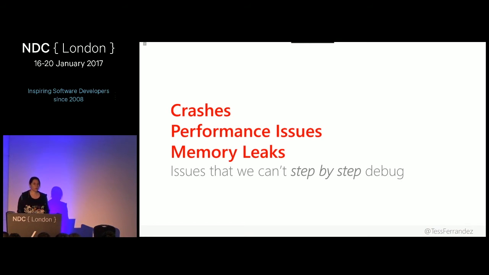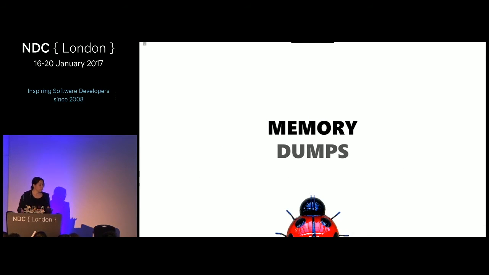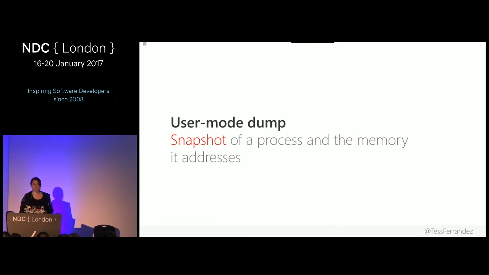Do any of you use memory dumps? Okay, quite a few. So for those of you who don't know, memory dumps come in two flavors. They're either user mode dumps or kernel mode dumps. A user mode dump is a snapshot of a process at a given time and all the memory that it addresses. So it's kind of like taking a picture or stopping at a breakpoint. You can see whatever is there right now, but you can't move forward, you can't move backward, but you can investigate traces of what has happened already.